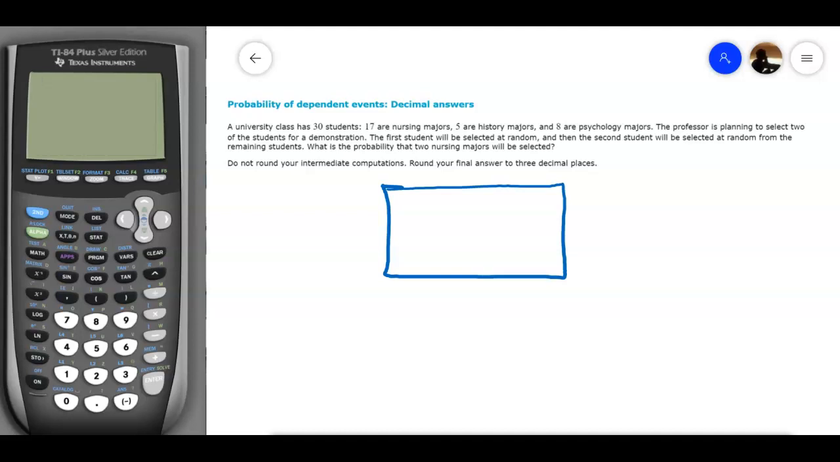I have a box, and then this is going to be divided into 17 nurses and 5 history and 8 psychology, right? So now this is basically a partition of my Venn diagram. My universal set has 30 students, as you see here. And the question, I'm going to start with method one.